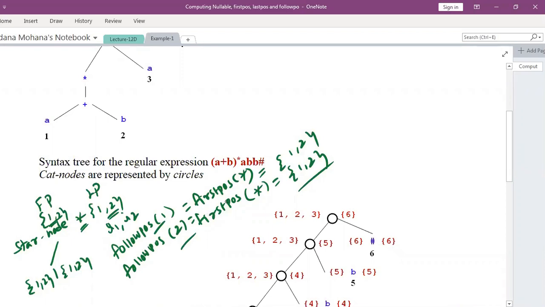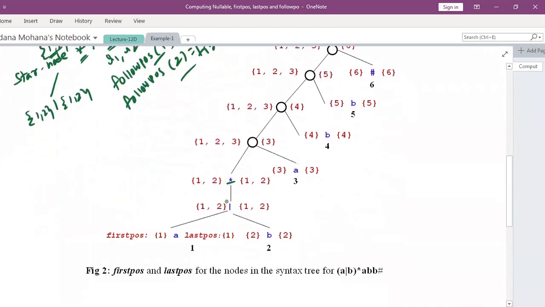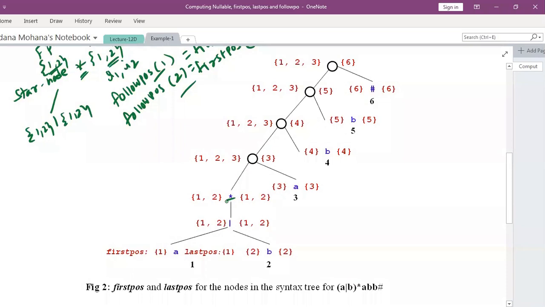Okay. Then coming to the cat node, the concatenation node. Let us assume this cat node.